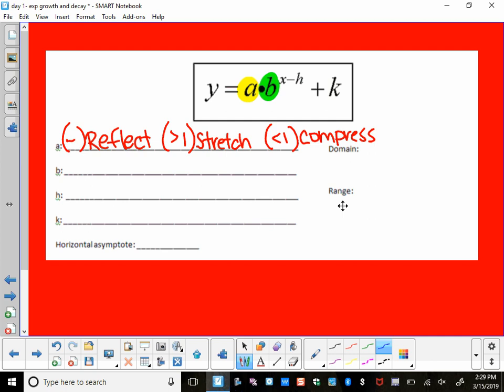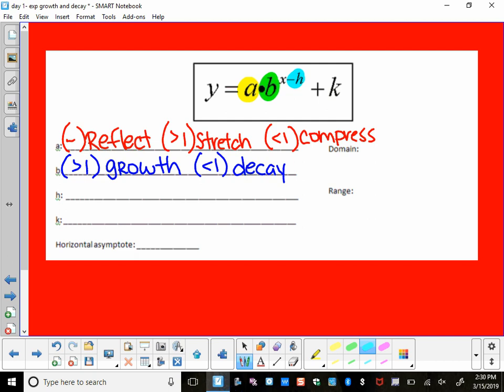Alright, look at letter B. This one is a little new for you because we just started it. Your B is attached to your exponent. If it is greater than 1, we are going to have a growth. So therefore, if it's less than 1, then what? You are going to decay. You guys know what decay means, right? Get smaller, kind of wither away.